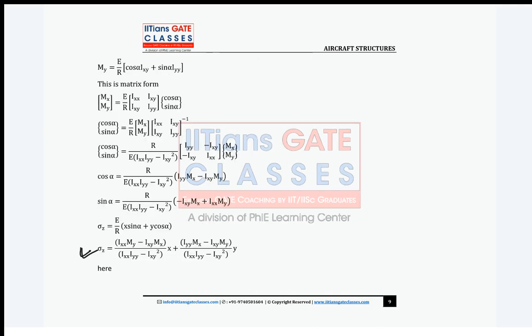So when you substitute the determinant, from here you can find first cos alpha and sin alpha. You can see this is my cos alpha, which is R upon E into (Ixx Iyy minus Ixy square), then Iyy Mx minus Ixy My, and sin alpha is R by E into (Ixx Iyy minus Ixy square) into minus Ixy Mx plus Ixx My. Now guys, sin alpha, cos alpha, you substitute, right? And this formula I have written, right? Without knowing this, how have I written it, guys? I told the trick how you can write.